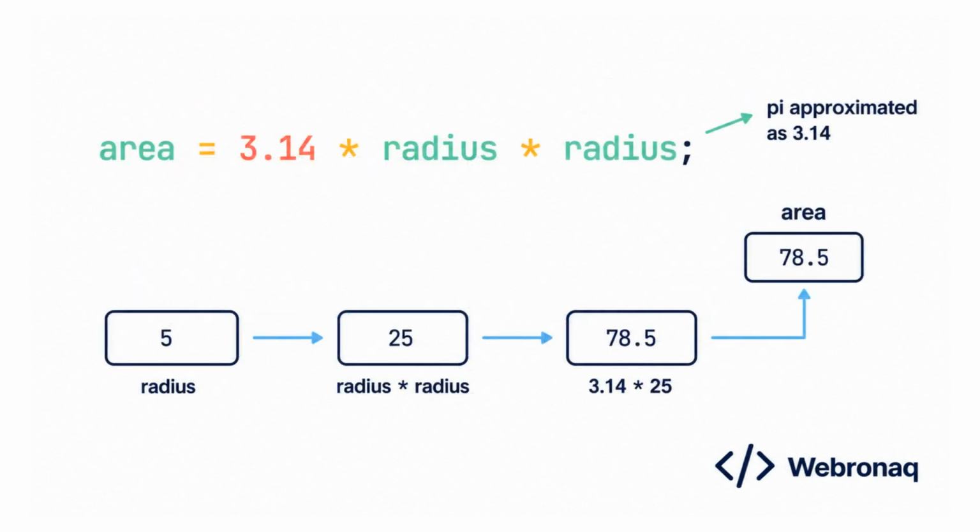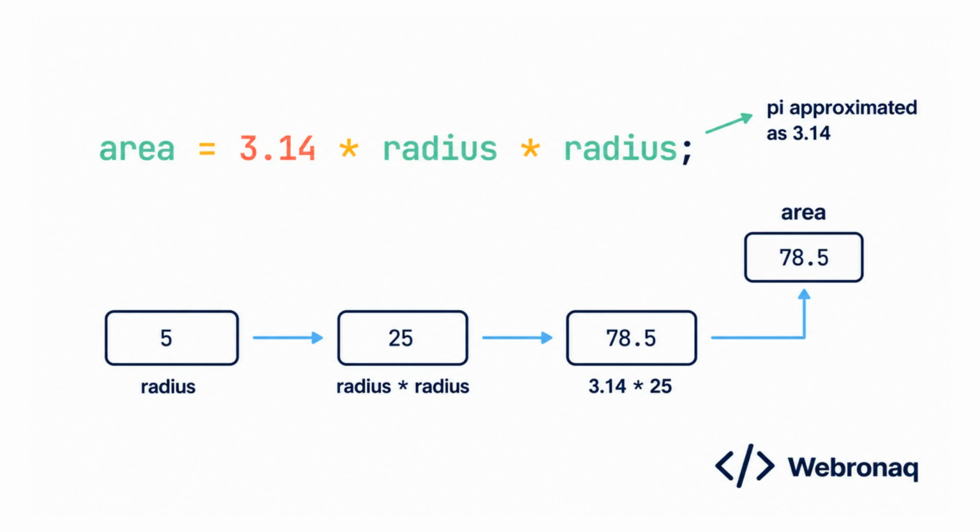Alright, this is the heart of the program. One line of code, but a lot is happening underneath. We're computing area equals 3.14 times radius. The formula for the area of a circle is pi times the radius squared, and here we're using 3.14 as a stand-in for pi. That's a deliberate approximation.